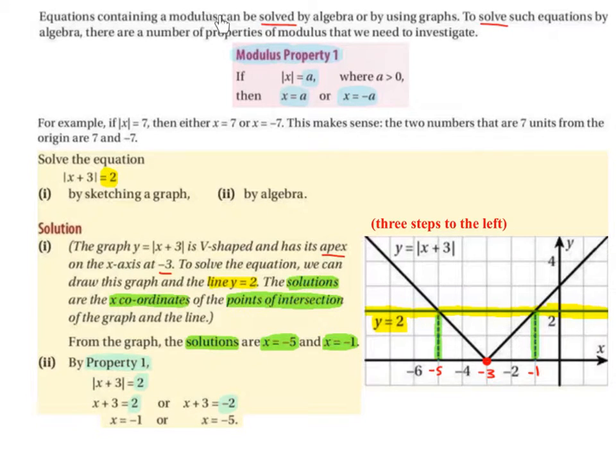Equations containing a modulus can be solved by algebra or by using graphs. To solve such an equation by algebra, there are a number of properties of modulus that we need to investigate.